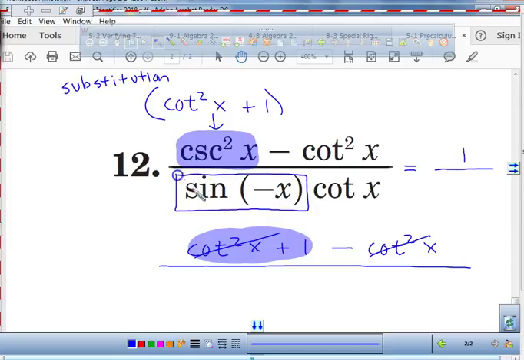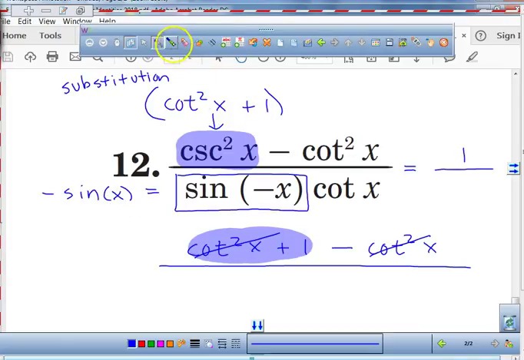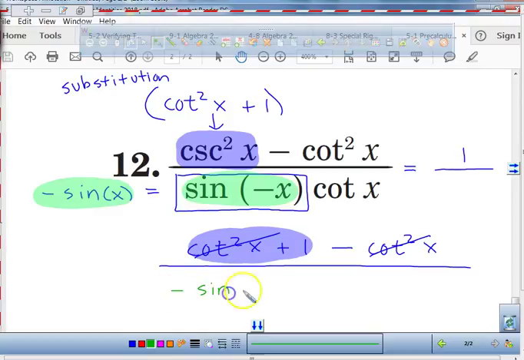This section right here, sine of negative x, is also equal to negative sine of x. So what I'd like you to do right now is simply replace this and put this in the denominator. So right here, in green, I'm going to put a negative sine of x. Now, this is where I need you to really look carefully at what's called your quotient identity.